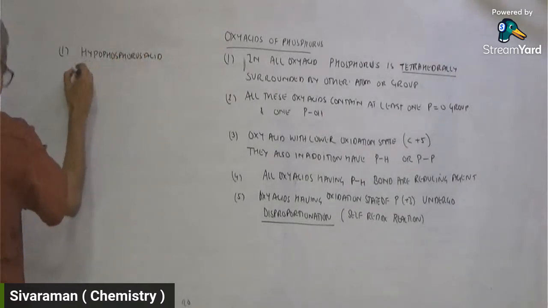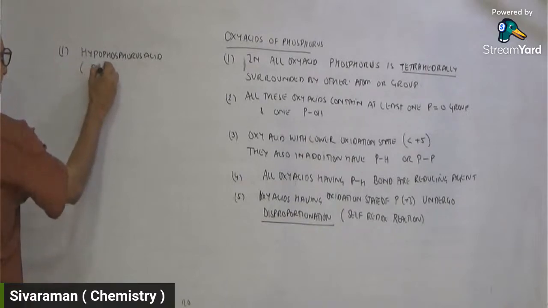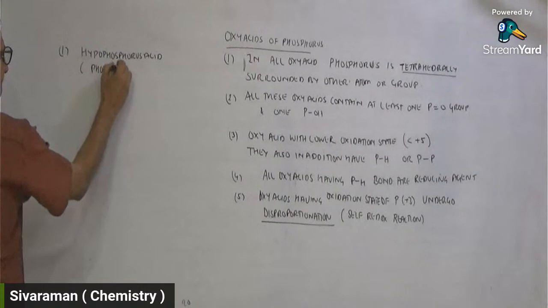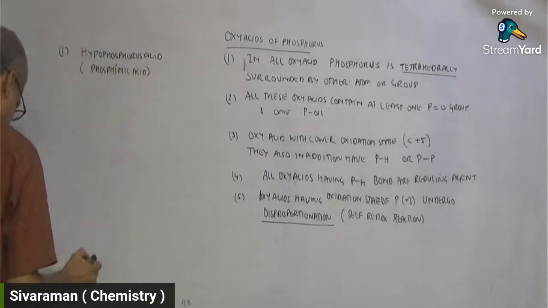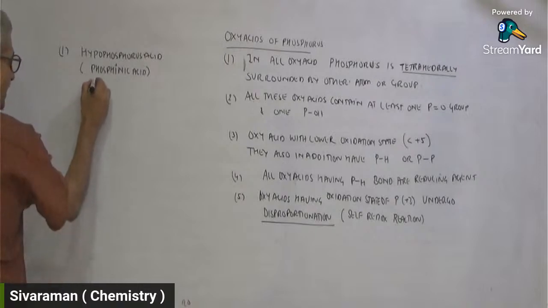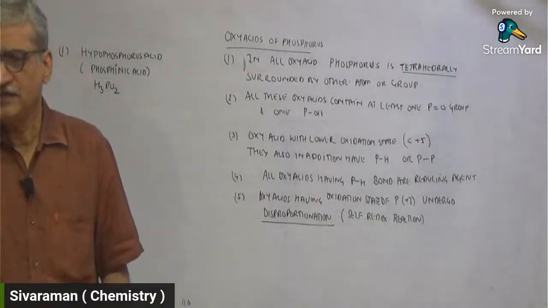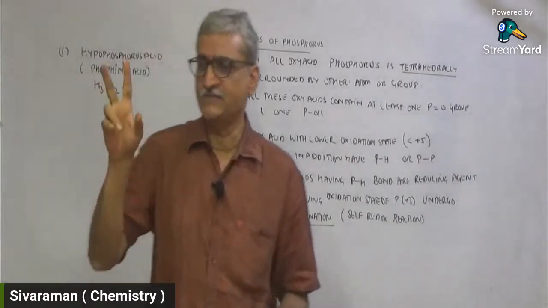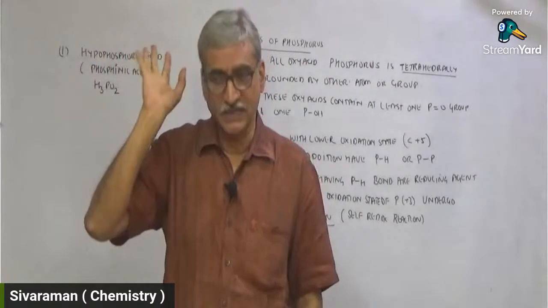Hypophosphorus acid. This is also called phosphinic acid, and the molecular formula is H3PO2. Before I write the structure, students have somehow got this into their minds: as many O-H are there, that many OH groups are there.